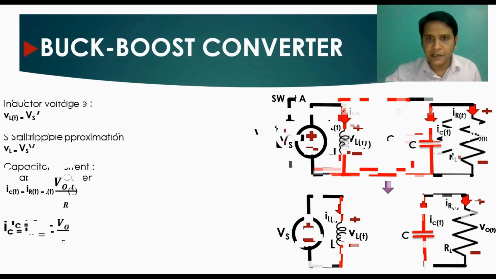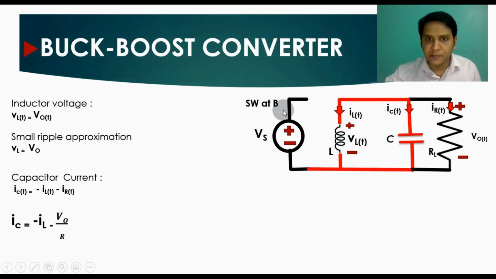Now let us see when your switch is at position B. When your switch is at position B, the inductor voltage is vL(t) equals vo(t). Whatever your inductor voltage is, it is the same as your output voltage since these are connected in parallel.